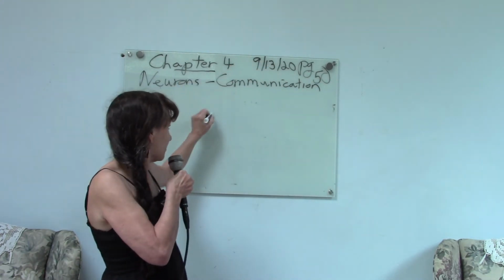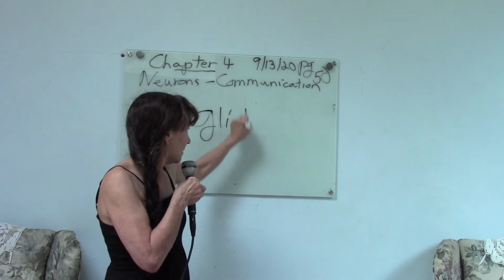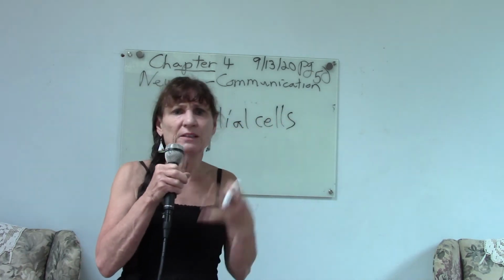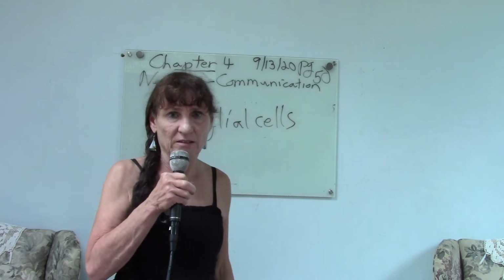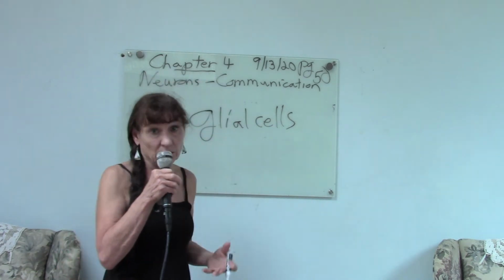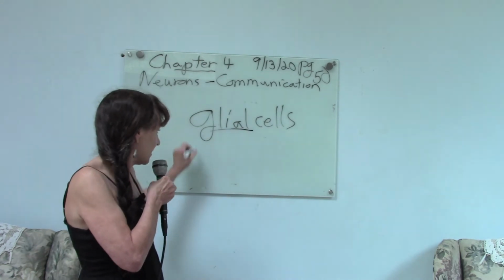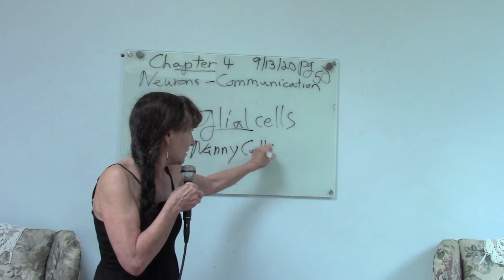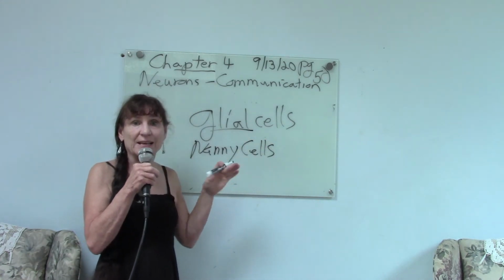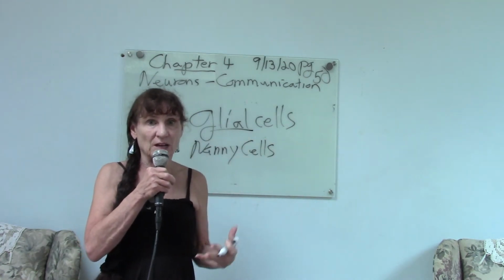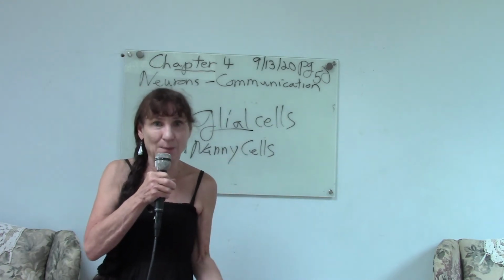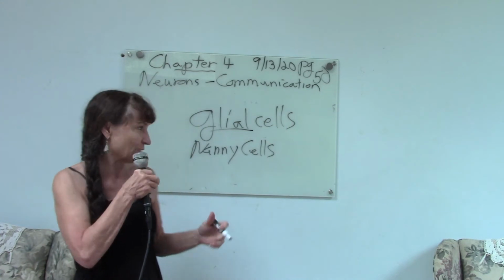Okay, another type of cell are glial cells. You have just billions of connections of neurons in your body, a lot in your brain. Glial cells used to be called nanny cells, because what they do is they bring nutrients to the cell bodies, the neurons. They go in and help mop up some more of the excess neurotransmitters.